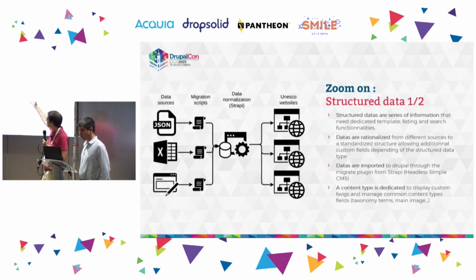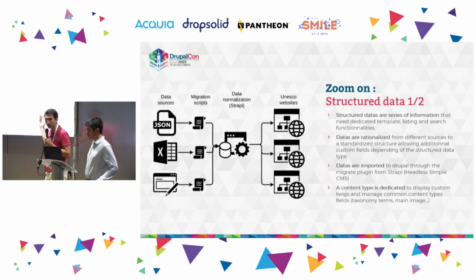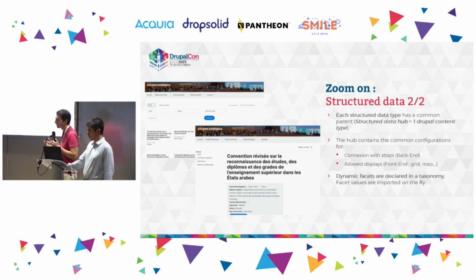After that, other websites that need the structured data they want will grab it from Strapi. A structured data is a content type that will display each item. But there may be 100 or 1,000 items in a structured data, so they will need to be aggregated from one parent content type. So this is a structured data hub. The hub will display the list, have a main page, and have a custom menu.